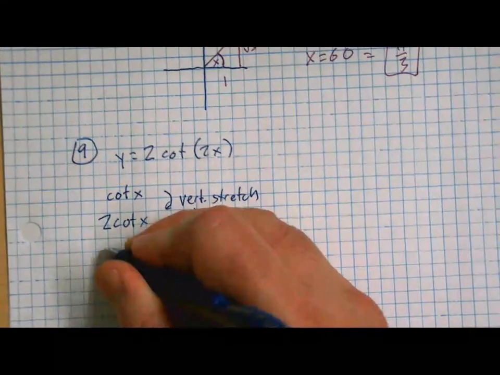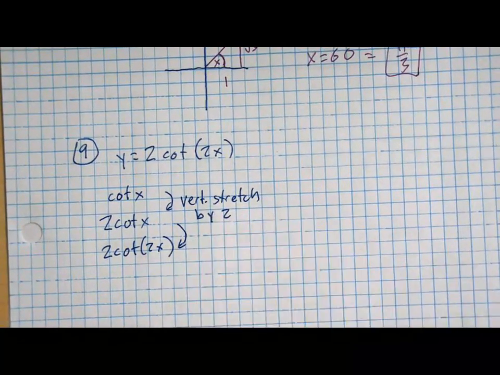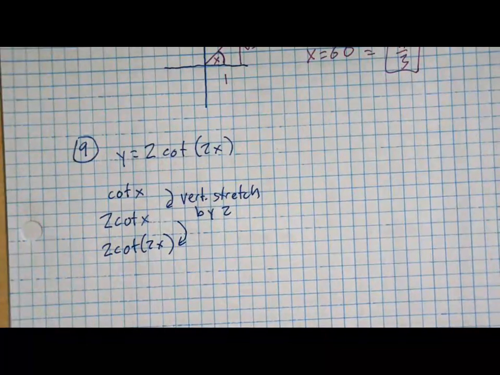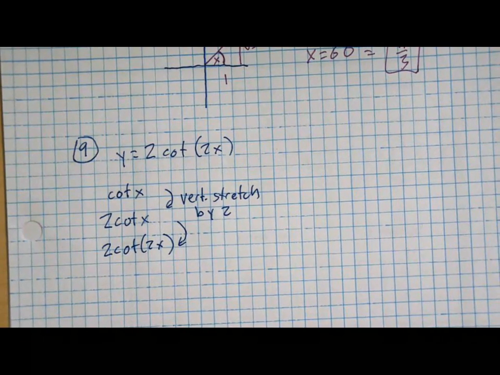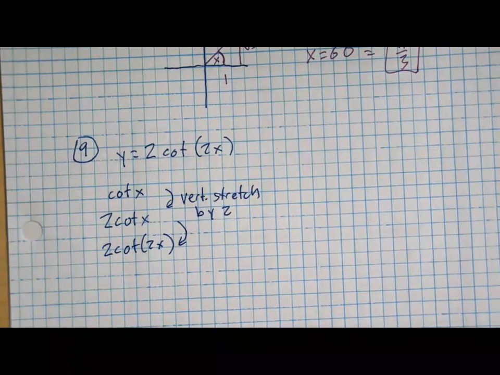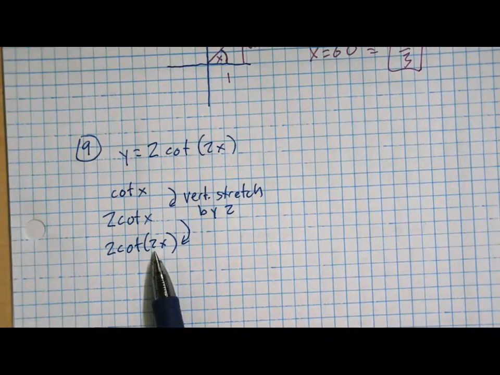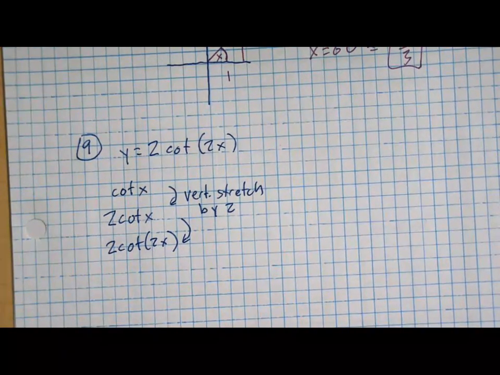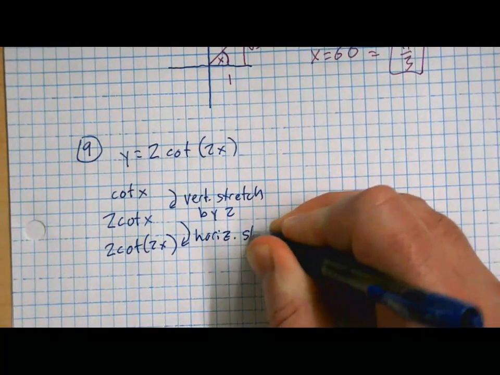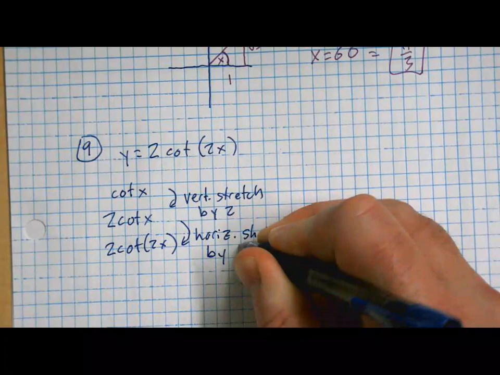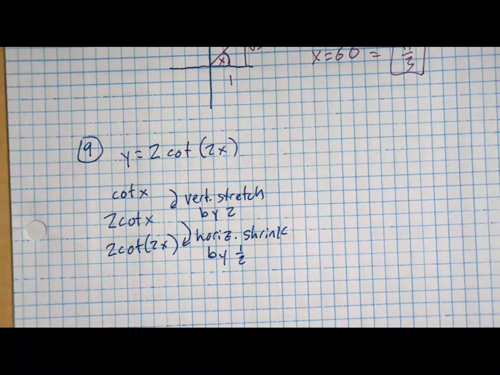And then we'll take care of that 2 that's on the inside. So here my transformation is to, now hang on, this is a horizontal. We're multiplying by a 2. A horizontal shrink by a half, right? So when we see the 2 multiplying on the inside, we're actually thinking about its reciprocal. We're thinking about a half. So if a half would be a shrink, yes. So horizontal shrink by 1/2.